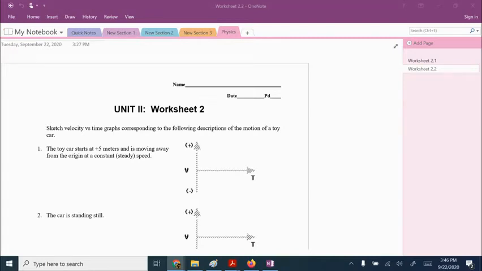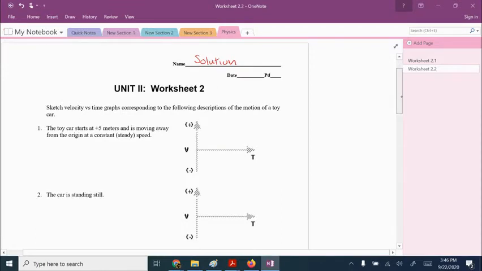All right, now we're going to look at the solutions to worksheet 2.2.